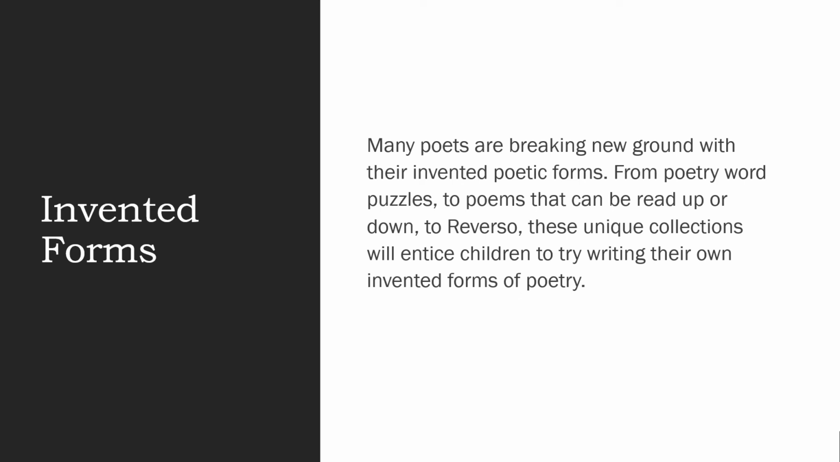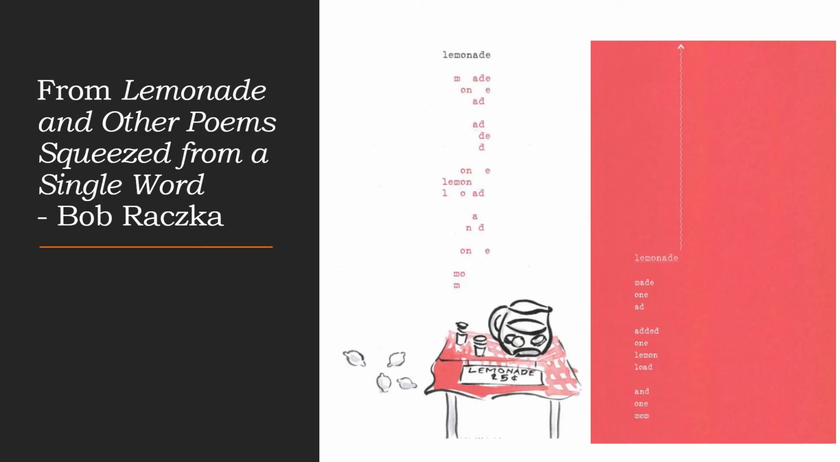The 2 poems on this slide come from a book of collected poems called Lemonade and Other Poems Squeezed from a Single Word. And what the book does is it takes one word and then the whole poem comes from the letters written from that word. And this is the namesake for the book, and it just shows how physically it looks like the things are squeezed out of a lemon, but also the words themselves are made from that word. So it's got a picture to it, but also meaning.